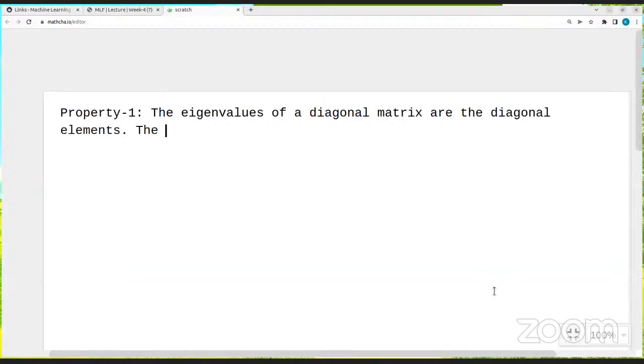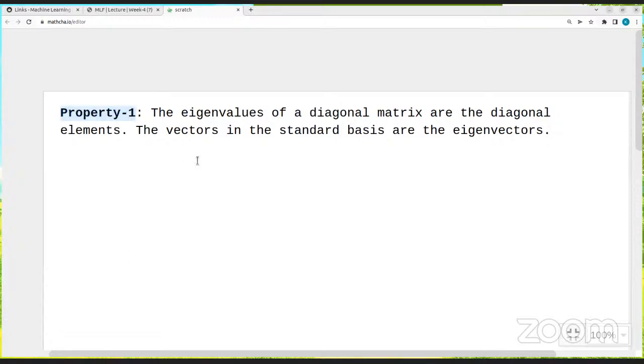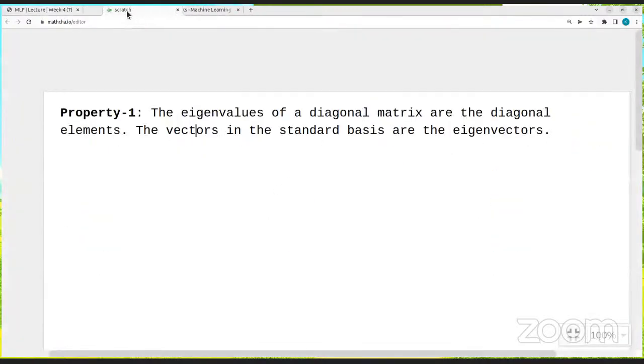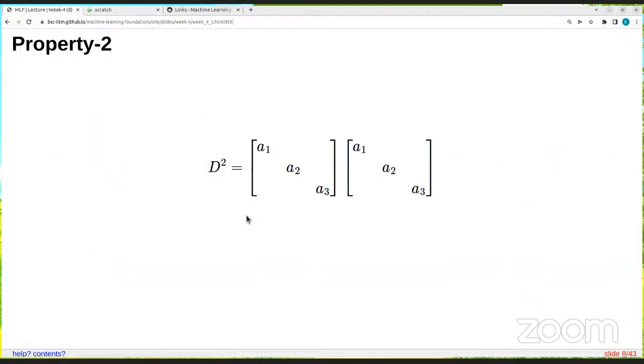So the vectors in the standard basis are the eigenvectors. And the correspondence is clear to you, I think, right? So if the ith diagonal element is AI, then EI is the corresponding eigenvector. Okay, so this is property 1. I hope everyone is clear with this property. We'll move on to property 2.